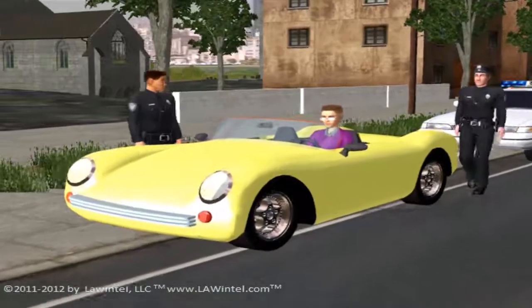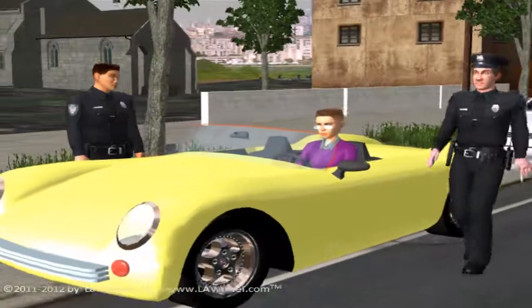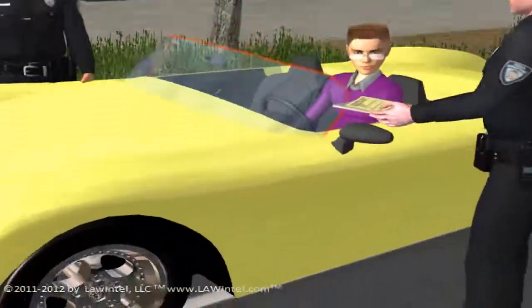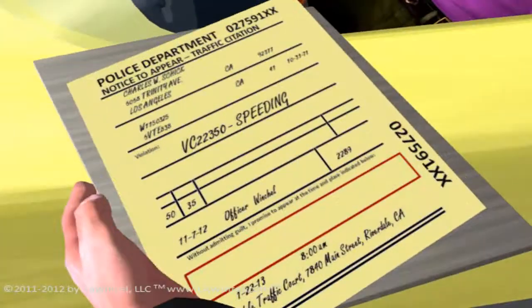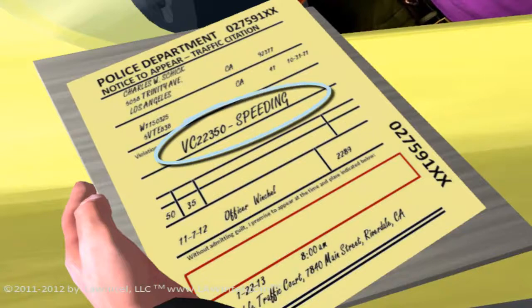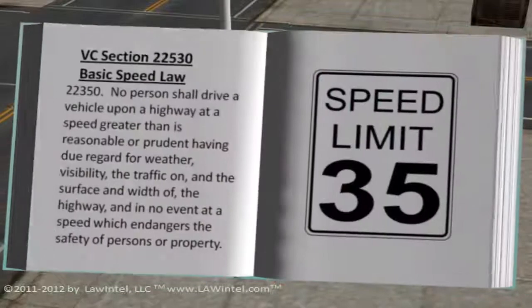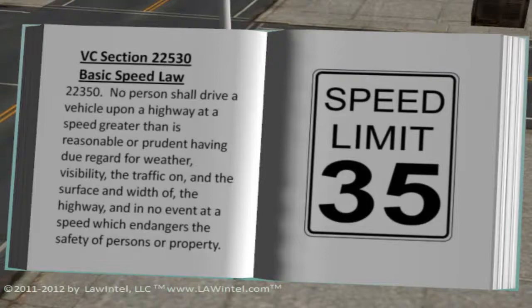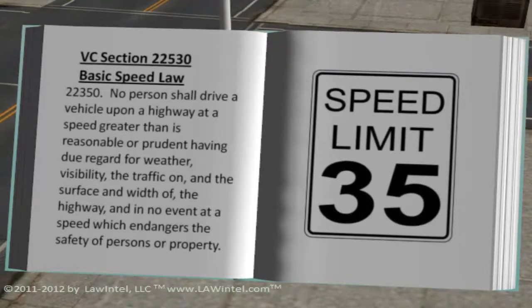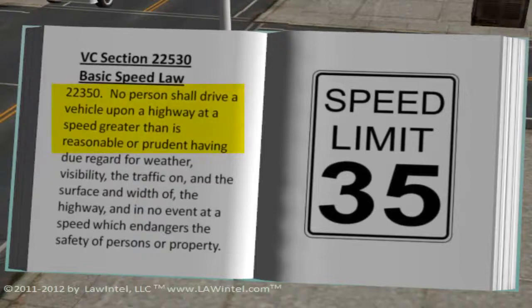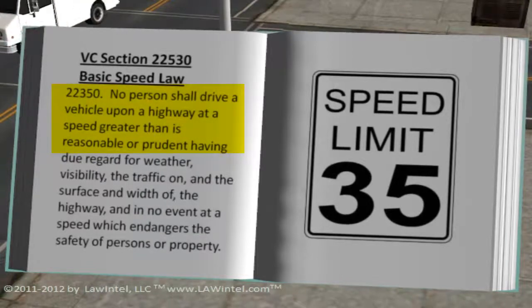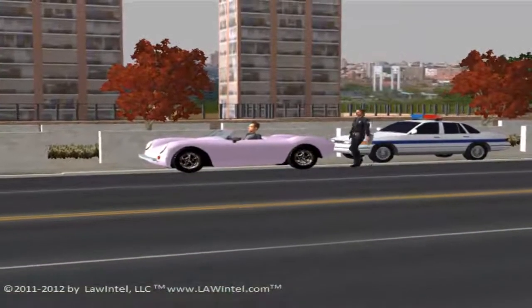Charles was cited for driving 50 miles an hour in a 35 zone on a city street. He is accused of a violation of Vehicle Code Section 22350. This section of the California Vehicle Code describes the basic speed law. It states that no person shall drive a vehicle on a highway at a speed greater than is reasonable or prudent for the conditions.